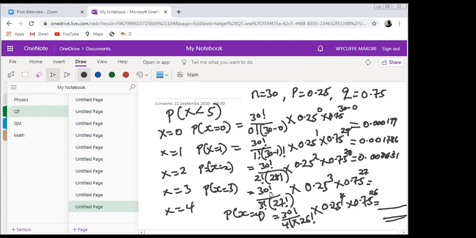We go to this one where we have 30 factorial, divide by, into bracket, 3 factorial times 27 factorial times 0.25 power 3 times 0.75 power 27. I'm getting 0.0268, 0.26853.